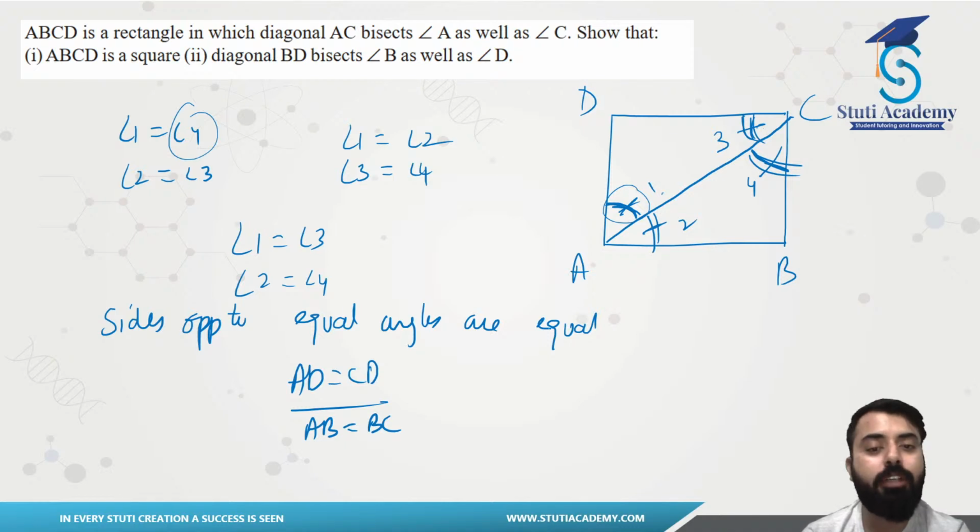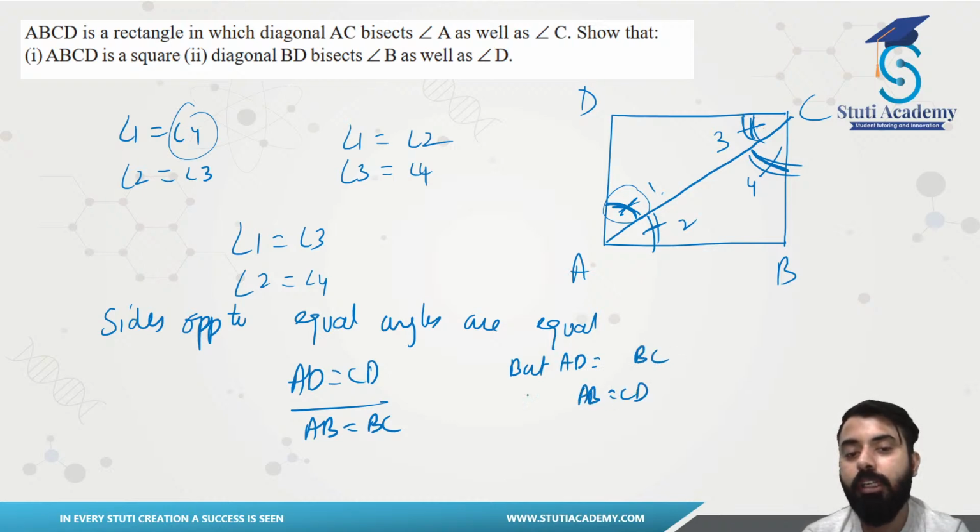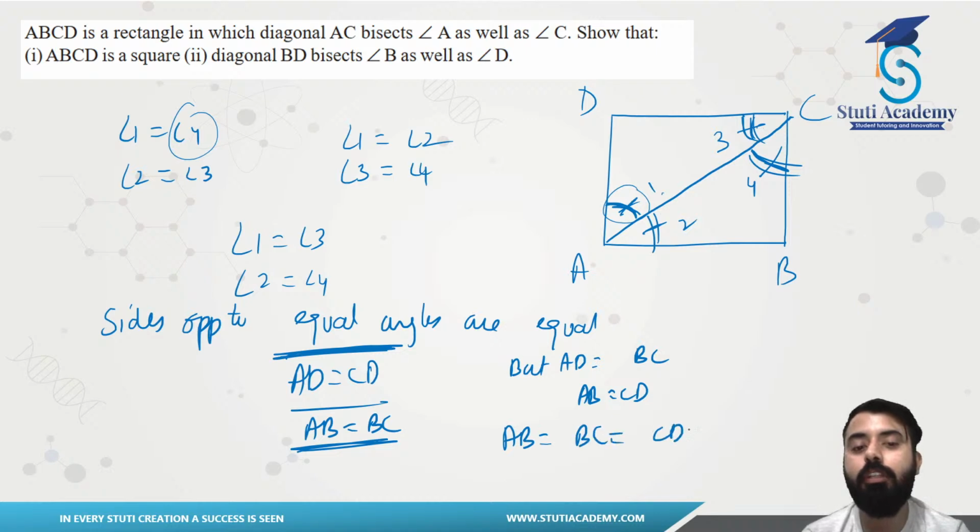If it is a rectangle, you guys know AD has to be equal to BC, and AB is equal to CD. And you guys see, AD is equal to CD, AB is equal to BC. So ultimately you can simply say AB is equal to BC is equal to CD is equal to DA. All four sides are equal.